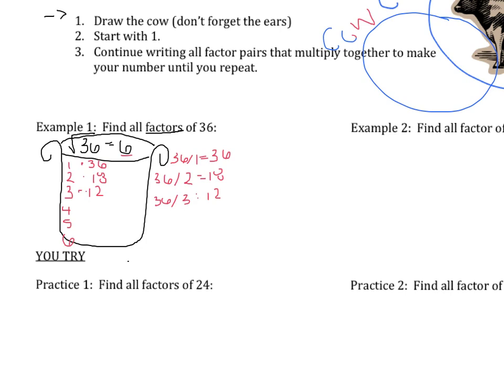Okay, and here, it's a little hard to see, I'm making multiplication signs here. I'm going to try my next one, 36 divided by 4. 36 divided by 4 is 9, so 4 times 9 is one of our factors.